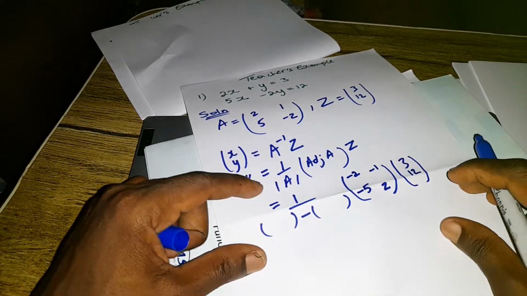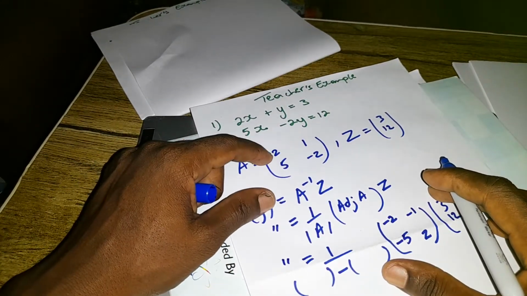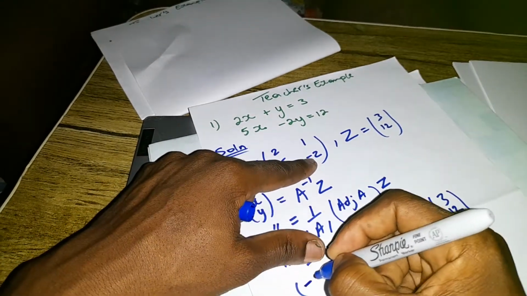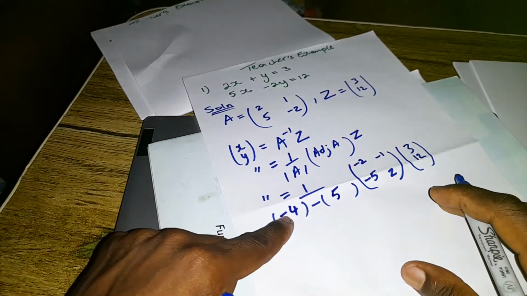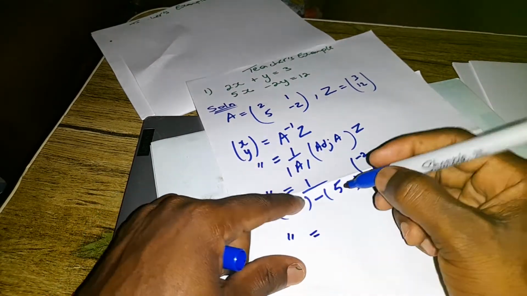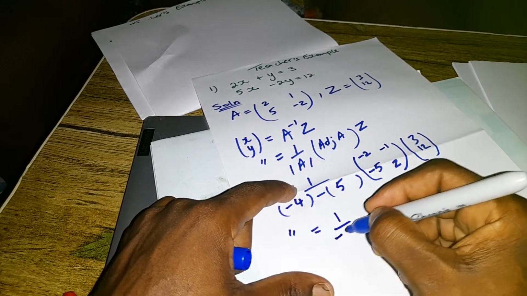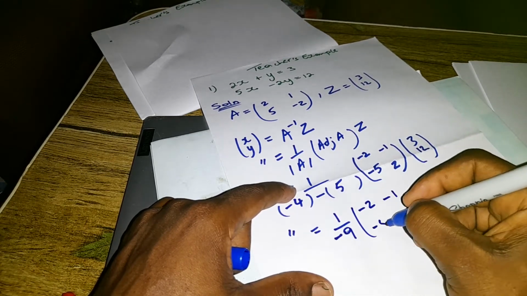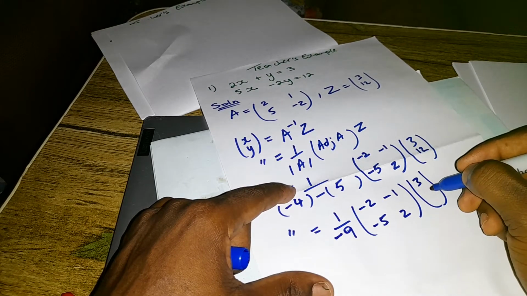All right, now what is the determinant? Let us tidy up the determinant now. Up here, from A, that is 2 times negative 2, which is actually negative 4, and 5 times 1 is actually 5. So you can say negative 4 minus 5 will therefore end up with what? You'd end up with negative 1 over negative 9, times negative 2, negative 1, negative 5, 2, and 3, 12.